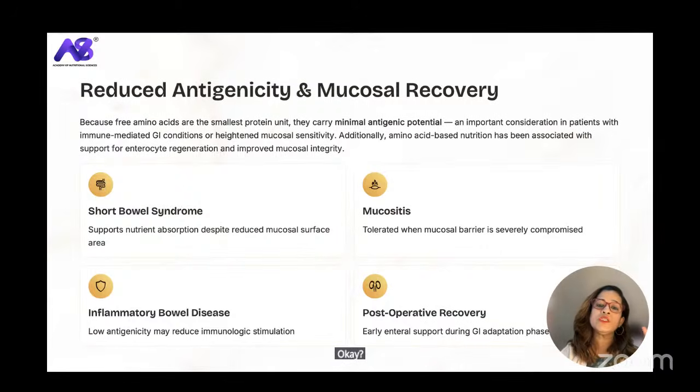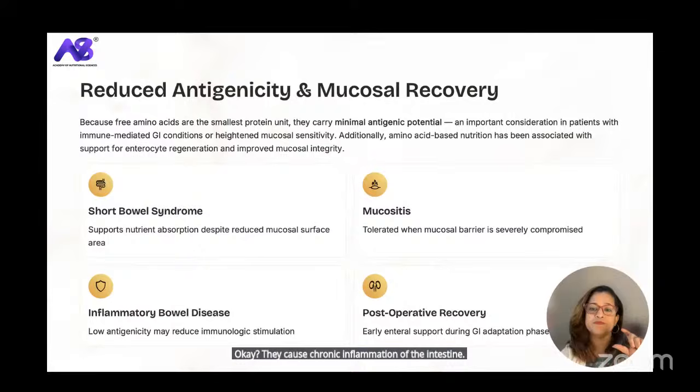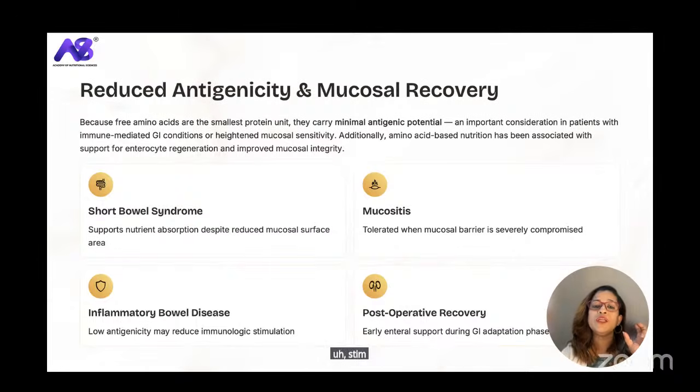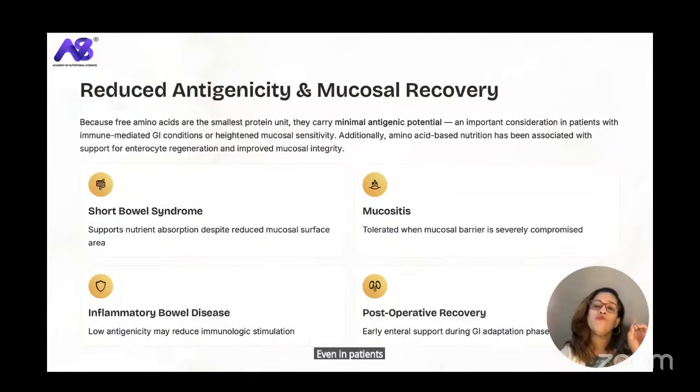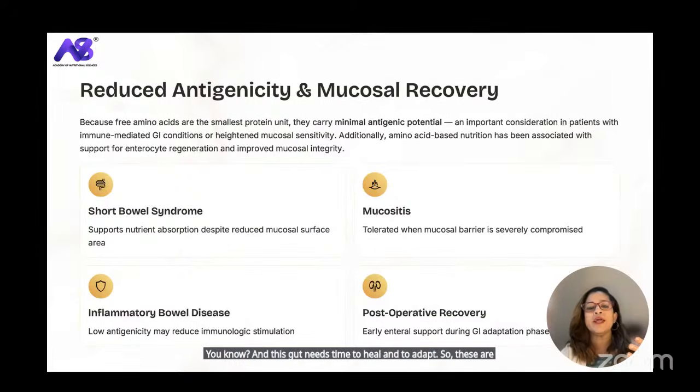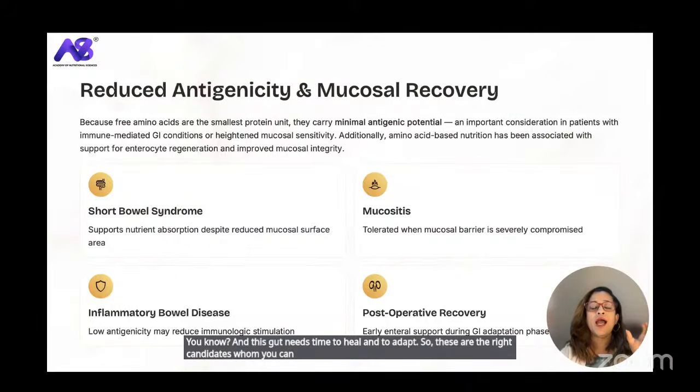They cause chronic inflammation of the intestine. In IBD, these free amino acids have low antigenicity and reduce the chances of stimulating the immune system, and therefore help decrease gut inflammation. Even in post-operative recovery, if patients have undergone intestinal surgery, the gut needs time to heal and adapt, so these are the right candidates to whom you can offer elemental nutrition.